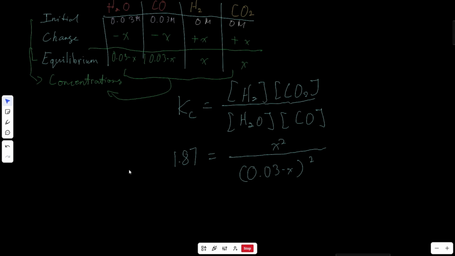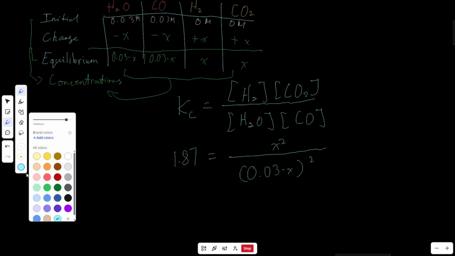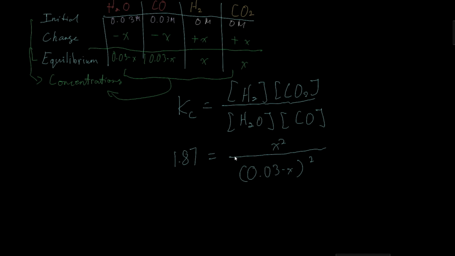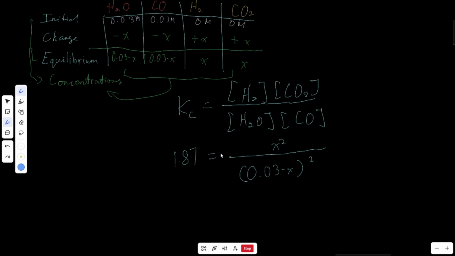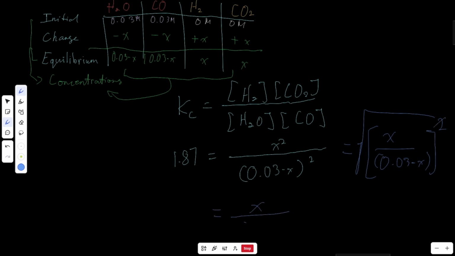So what do we do? We're just going to solve it using algebra. Now, when you see two expressions squared here, it's actually a lot easier if we just square root both sides, because this is equivalent to x over 0.03 minus x quantity squared. So that also means we can give it a square root, so we can remove this side. So now we're going to be left with x over 0.03 minus x is equal to the square root of 1.87.